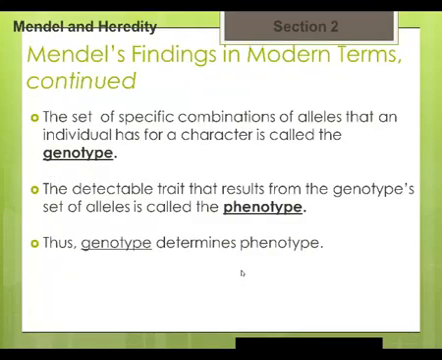So the specific combination of alleles that an individual has for a character is called the genotype. And whenever we write out the genotype, that's when we write those letters. A detectable trait that is exhibited is called a phenotype. And the genotype determines the phenotype.